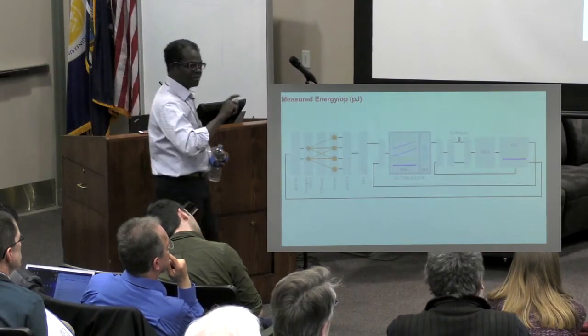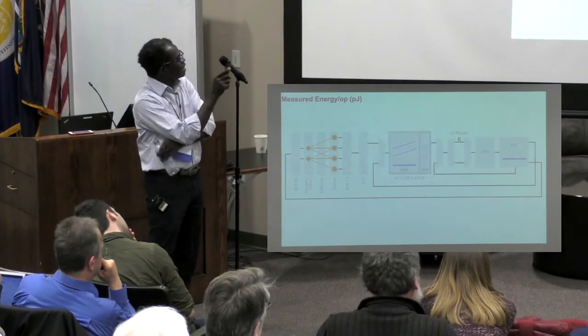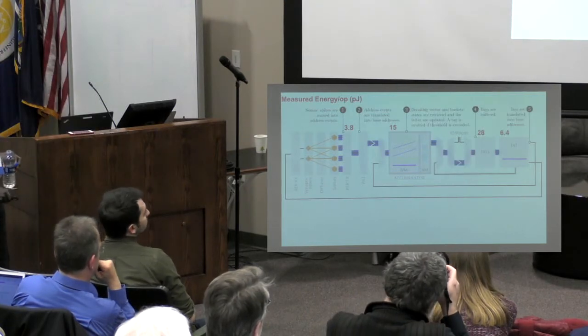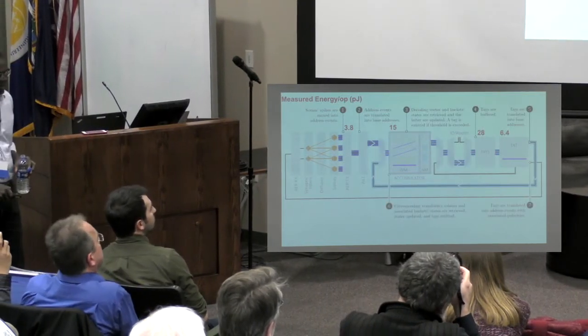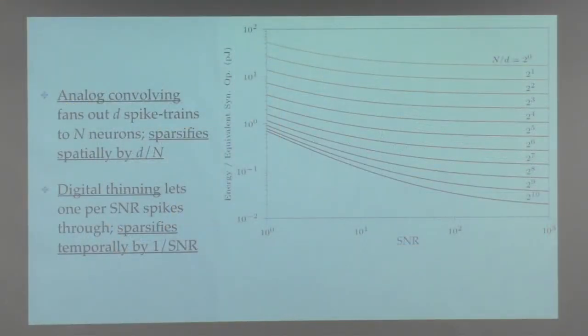I just have performance slides here now, but I can skip those. We've measured energy per operation of each operation and so forth. It's for your hardcore chip guys. And this is how things scale. Basically, the energy per equivalent synaptic operation we get depends on the signal-to-noise ratio that we desire, and also the dimensionality, basically how many neurons we use per dimension.